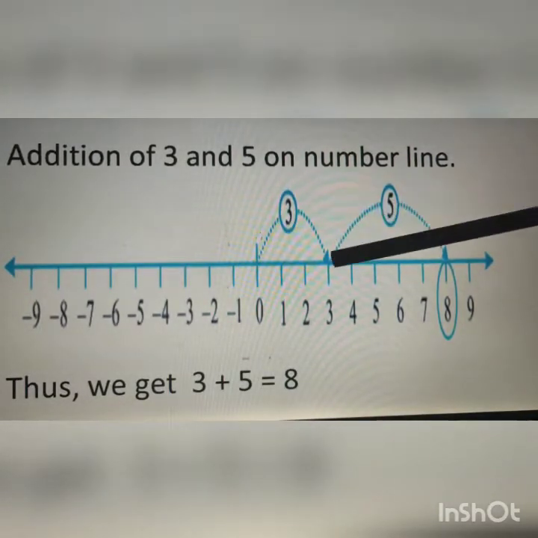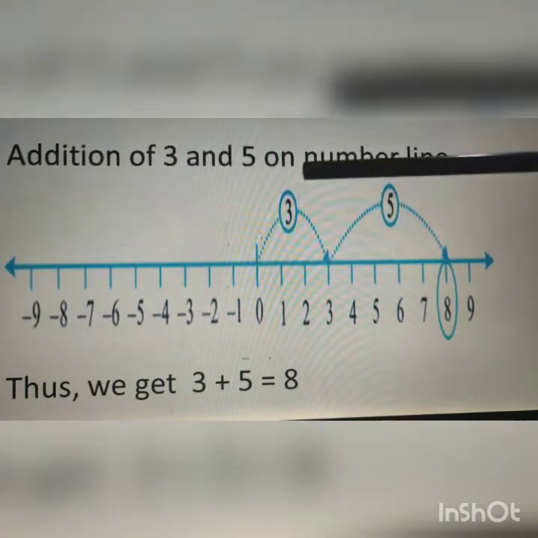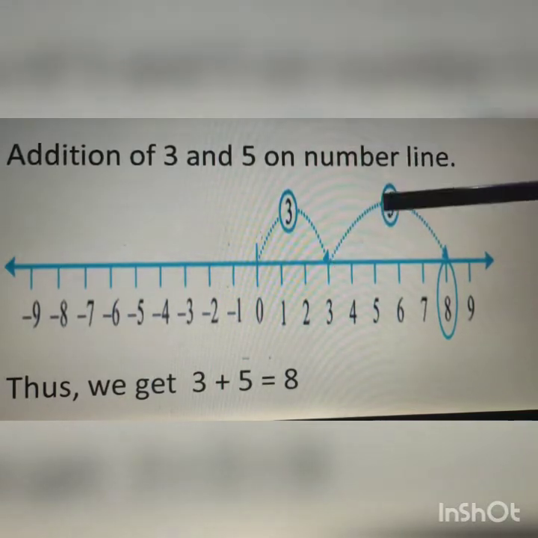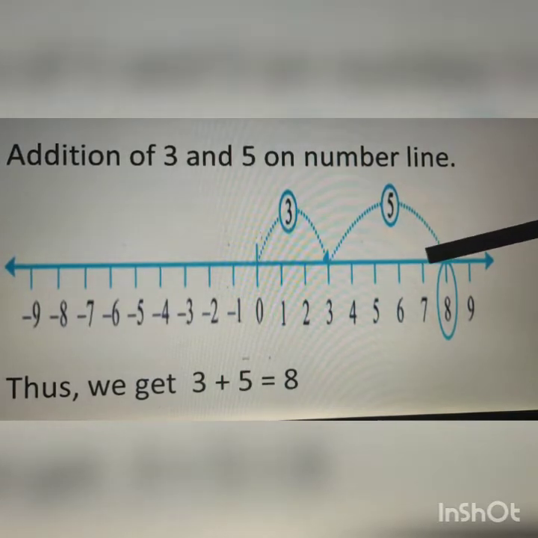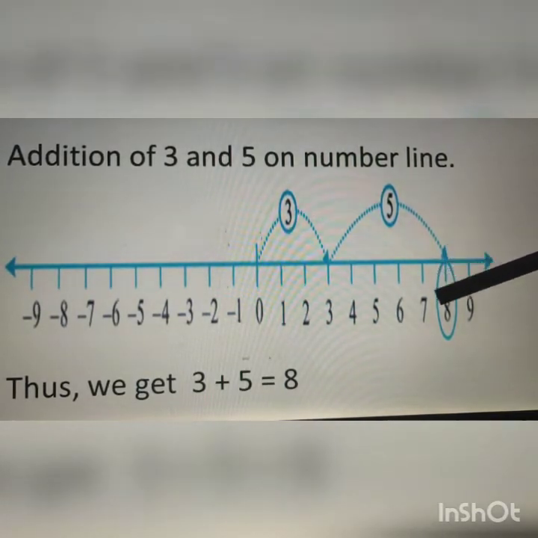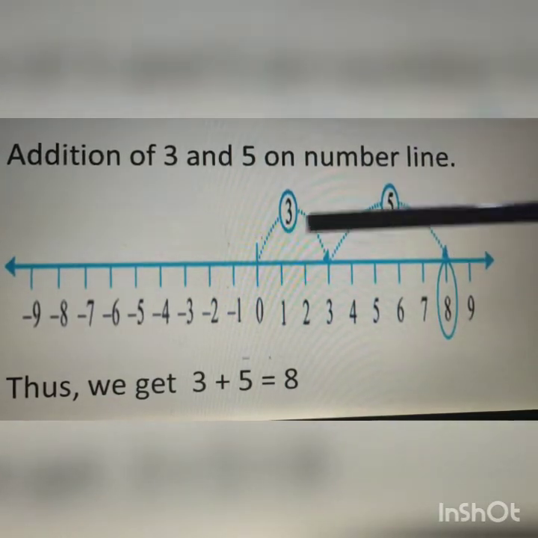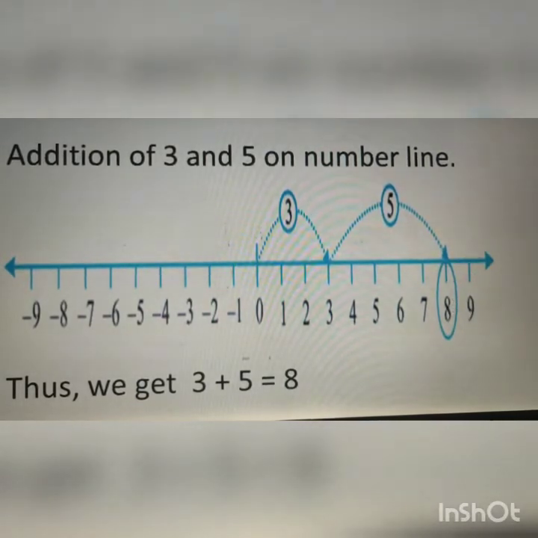First we will mark 3, and we have to add 5 to the 3. So from 3 we will move 5 unit distance. So 1, 2, 3, 4, 5. So it reached number 8. Therefore 3 plus 5 is equal to 8 is the answer.